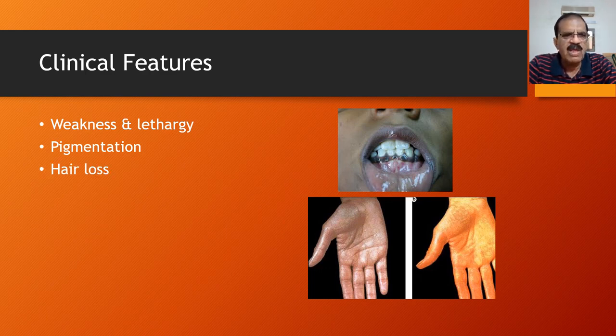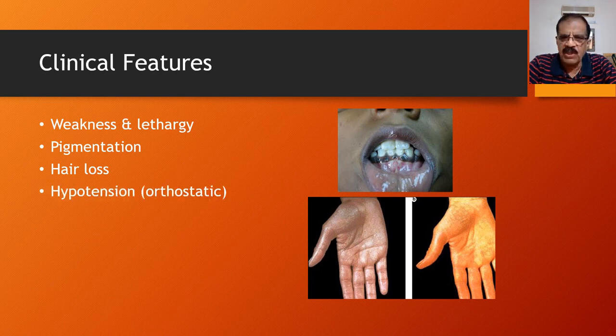of Addison disease. Hair loss, especially in women, because axillary hair and pubic hair are androgen dependent. Now, if somebody has Addison disease, because of chronic androgen deficiency, there is a possibility of hair loss in these areas.